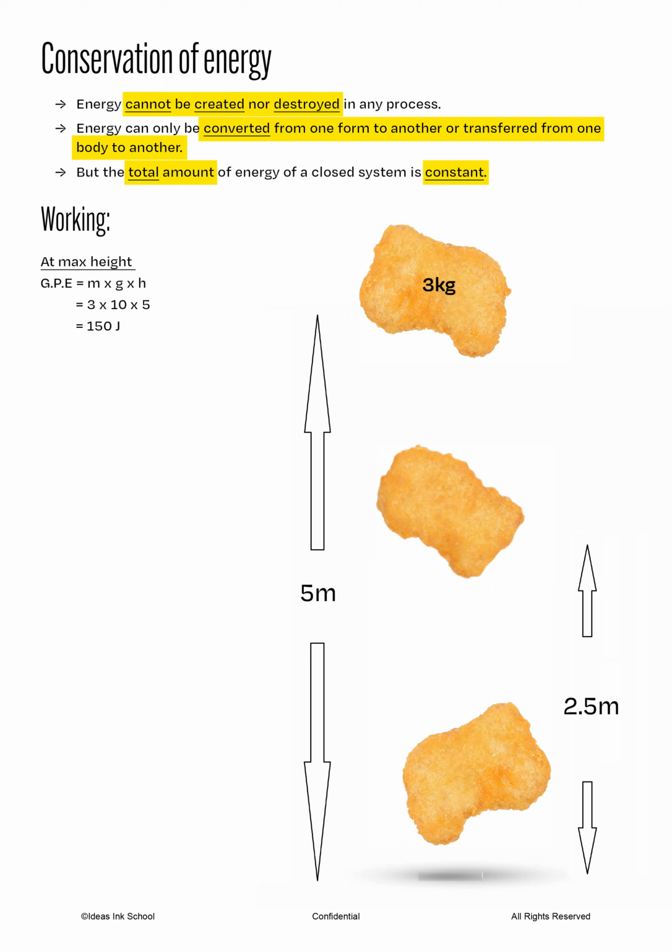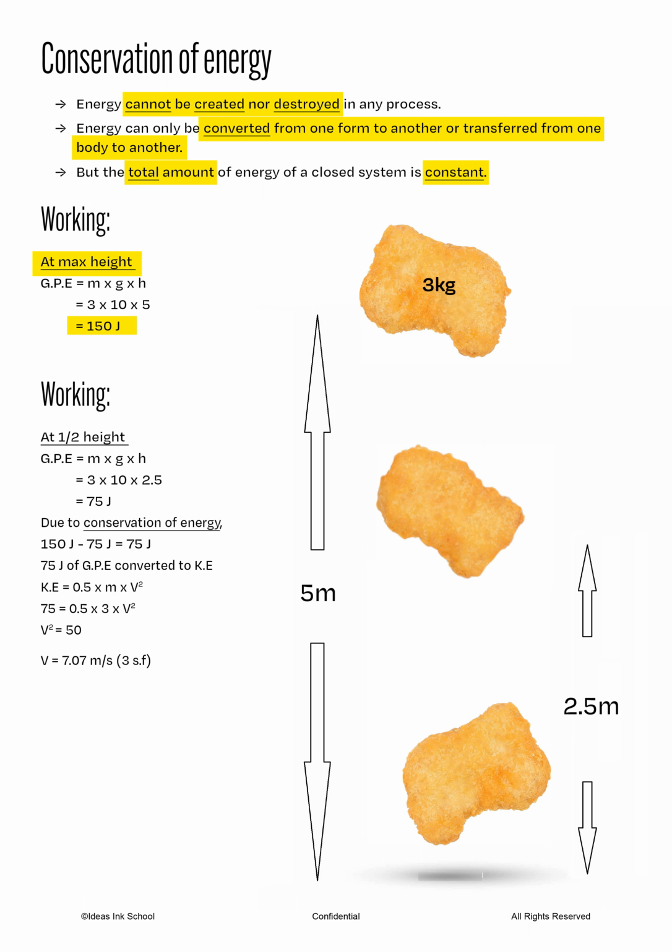Let's begin. When the 3 kilograms nugget is at maximum height, it has a total GPE of 150 joules. We obtain this by taking its mass of 3 kilograms and multiplying it by the gravitational acceleration of 10 and the height of 5 meters. What happens when the nugget falls to half of its original height?